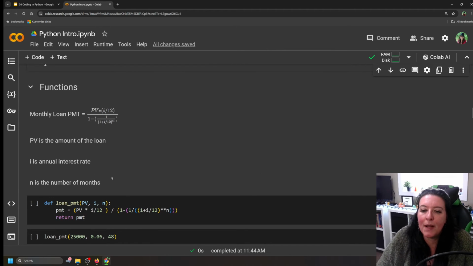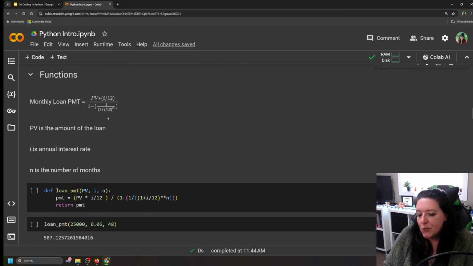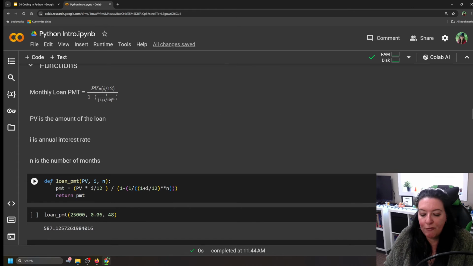So N is our number of months, I is our annual interest rate, present value is the amount of the loan. Here we have our formula. To create that, we define our function. We're going to call it loan payment. It's going to start with us providing the present value, the value of the loan, the annual interest rate, and then N, the number of months.